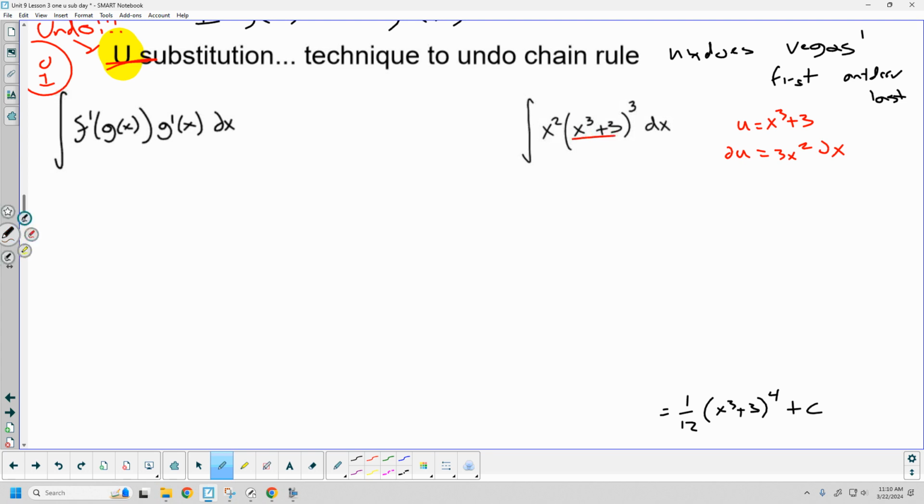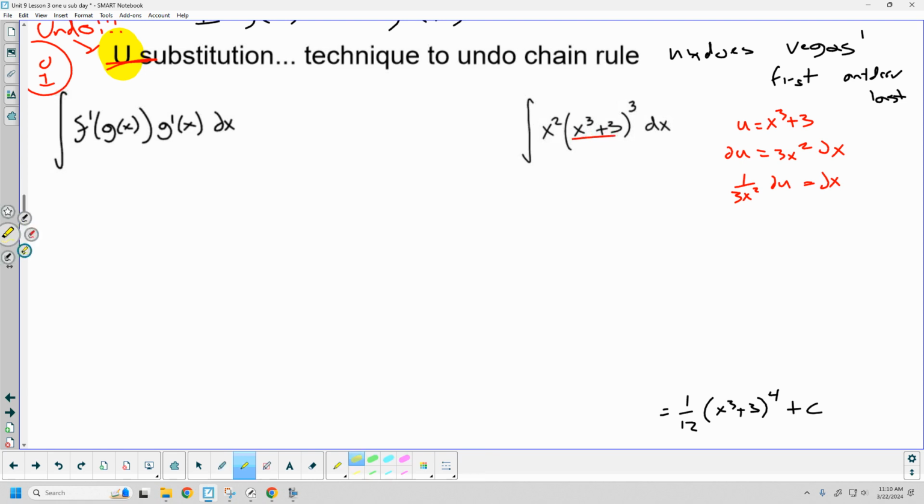We are going to solve for dx. And when we solve for dx, it's like we are undoing the derivative of x. I need a 1 over 3x squared. That's going to undo the derivative of x cubed plus 3. Just go with it.